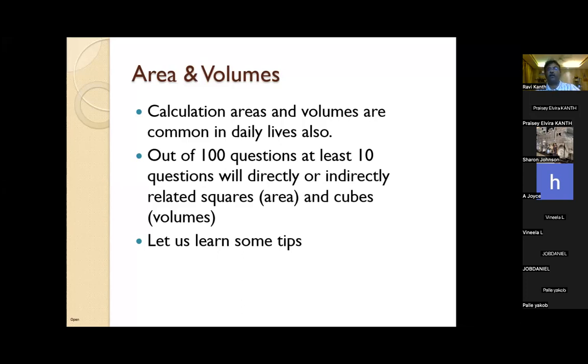For example, I'm working in oil and gas as a general manager. We always measure in volumes: how many barrels of oil, how many liters of oil, how many meter cubed of oil. When we go to the petrol bunk, we measure how many liters of petrol. So all these are volume calculations. Let us learn some tips today.